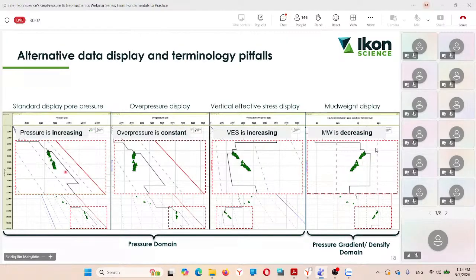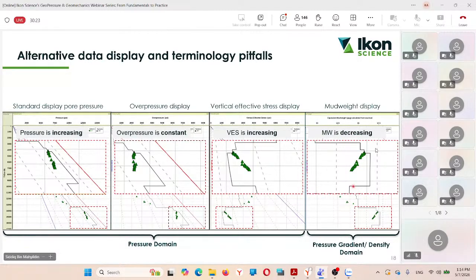You can see although our pressure is increasing, our mud weight is decreasing, because mud weight is a function of gradient. Basically, you can imagine it as the rate of pressure increase. Sometimes pressure is increasing, but the rate is decreasing. That's why you could see that the mud weight gradient is decreasing like this.